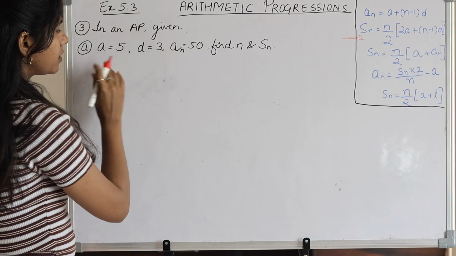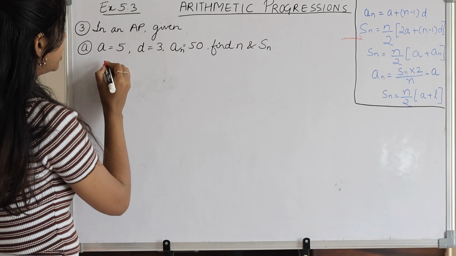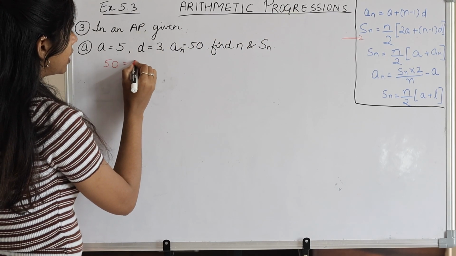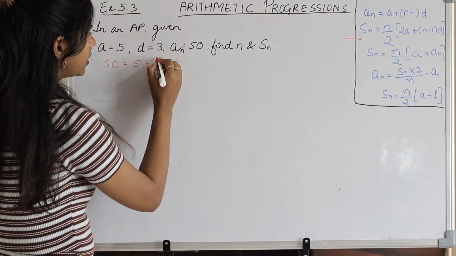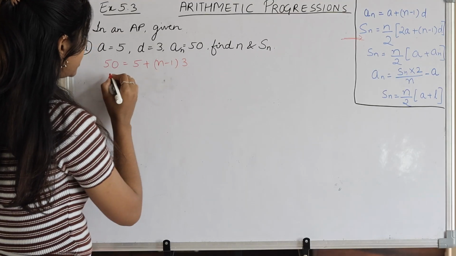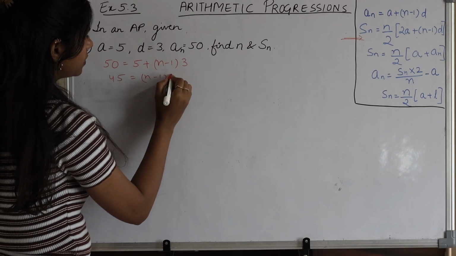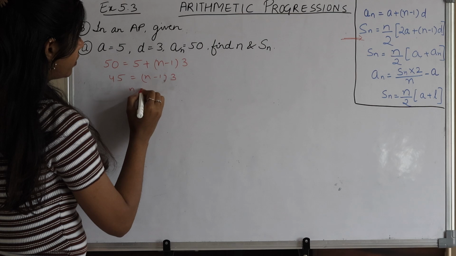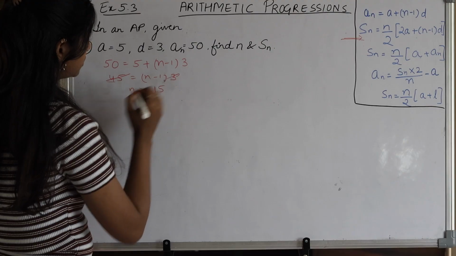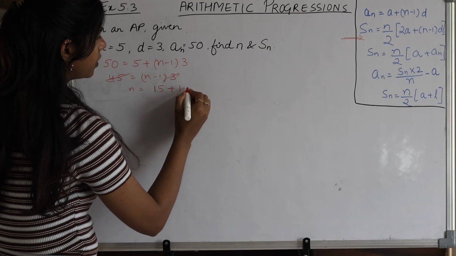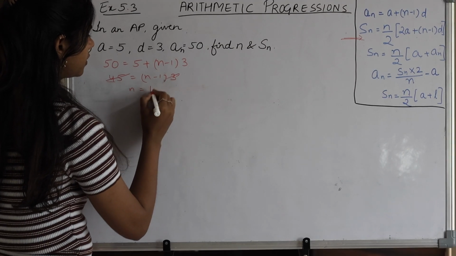We are given a and d, and we can write an using the first formula: 50 equal to a plus (n minus 1) d. So this will become 45 equal to (n minus 1) d. Now n equal to ... plus 1, which is 16. So n is 16 here.